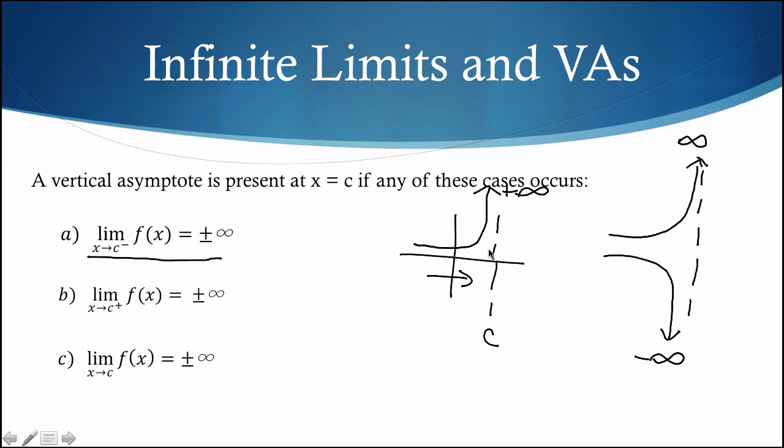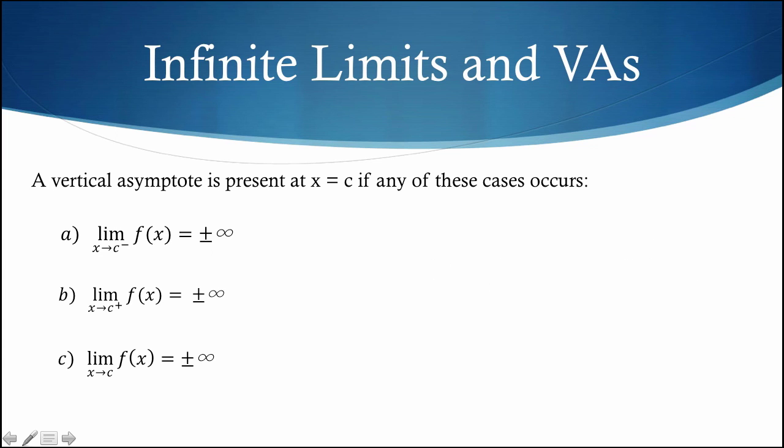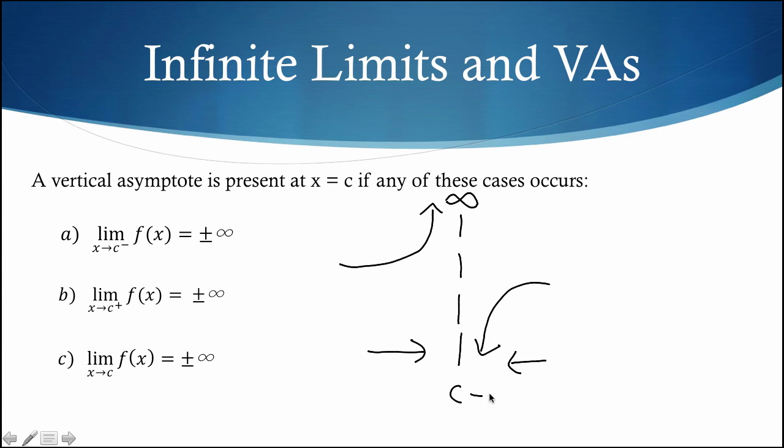So you can approach from the right side or left side, it doesn't matter, or you can just do the overall limit, and if you get either positive infinity or negative infinity, that's also a vertical asymptote. So, for instance, if you had a function that looked like this, and you're approaching c from the left side, then this is going to be positive infinity. If you're approaching c from the right side, this is going to be negative infinity, right? The limit. But what happens if you're doing the overall limit as x approaches c?